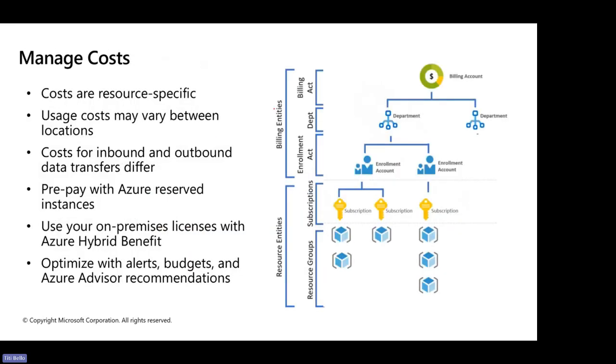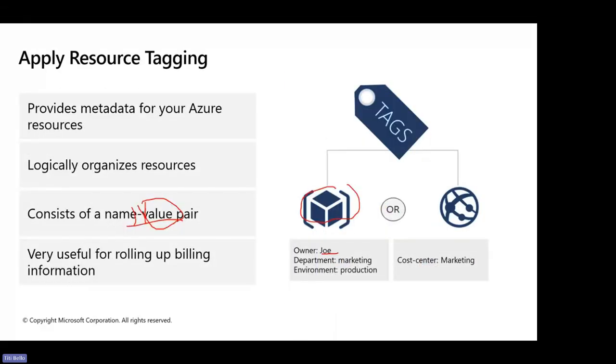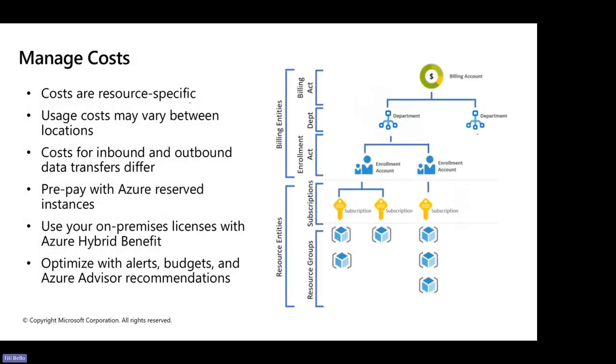If we want to check how much the marketing department has spent in terms of Azure usage or resource usage, we can filter based on the tags. We can filter based on owner. When we filter based on owner and we put Joe, it will bring out all the resources that Joe has created and give us the cost and the billing accordingly for all of those resources that have been created.